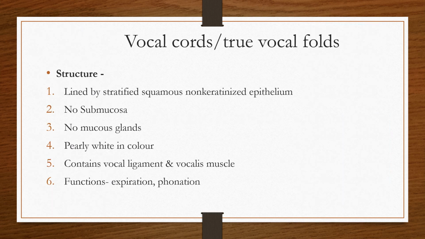As for the structure of the vocal cords, they are lined by stratified squamous non-keratinized epithelium, as against the vestibular fold. The peculiarity is it has no submucosa and no mucous glands. Therefore, they appear pearly white in color, and the contents are the vocal ligament and vocalis muscle. The function is that they vibrate during phonation.